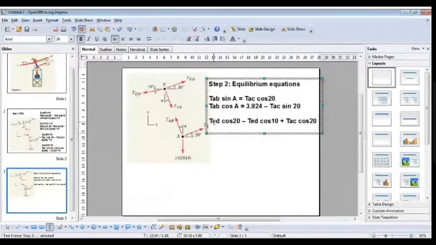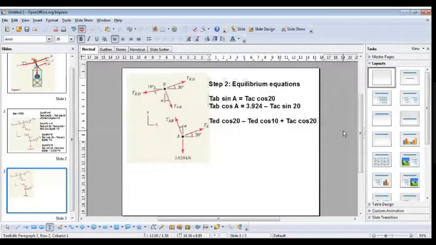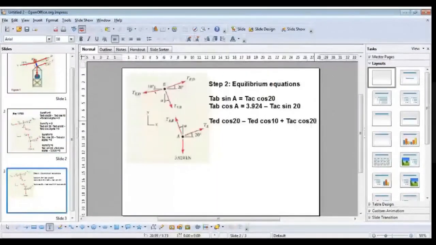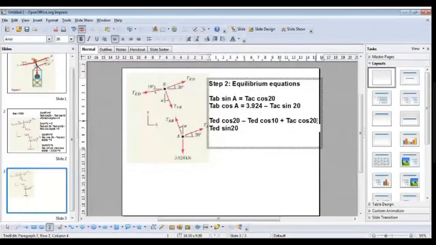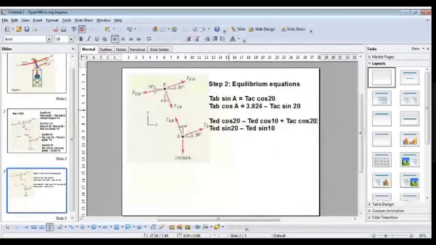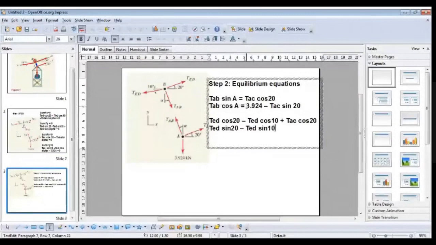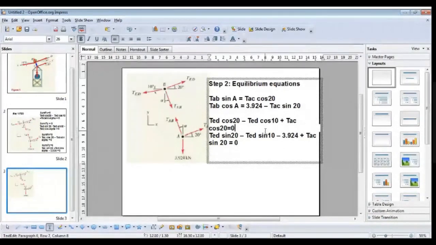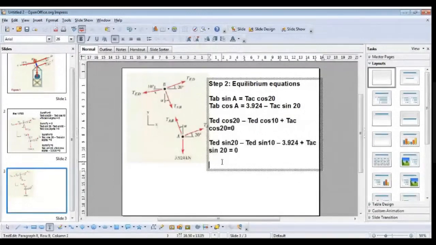So you have an equation. Then use this equation and put the value of TAB cos alpha in this equation: TED sine 20, TED sine 10, minus TAB cos alpha, and TAB cos alpha is equal to this particular equation, so it gives you minus 3.924 plus TAC sine 20 equals zero. Now you have two equations and two unknowns. The unknowns are TED and TAC. So now you can easily solve these two equations simultaneously to find the unknowns TED and TAC.